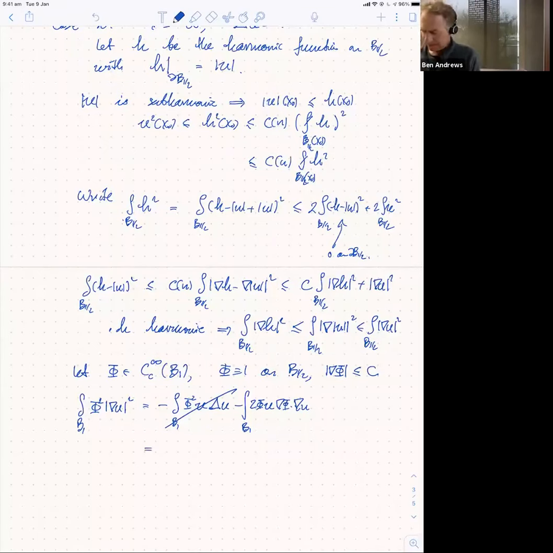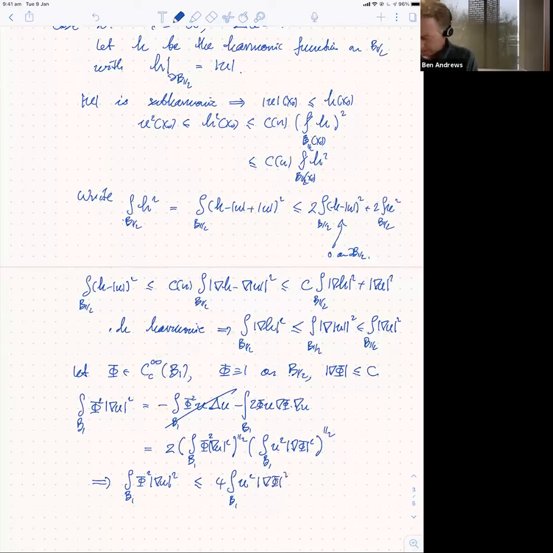And the last term I'm going to expand as a product of phi gradient u, so phi squared gradient u squared to the half, times u squared gradient phi squared to the half. Okay, good. So the nice thing about that is the first bracket is just another copy of the one I started with. And so what that tells me is that the integral of phi squared gradient u squared is bounded by 4 times the integral of u squared gradient phi squared, and gradient phi is bounded, so that's just some constant times the integral over B1 of u squared.